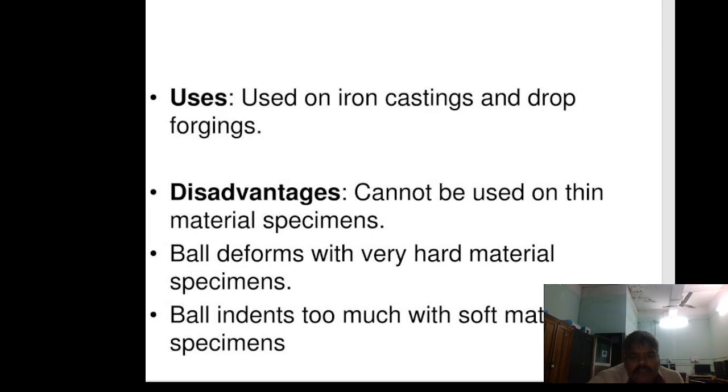Use on iron casting and drop forging. Disadvantage: cannot be used on thin material specimens. The ball deforms with very hard material specimens. The ball indents too much with soft material specimens.